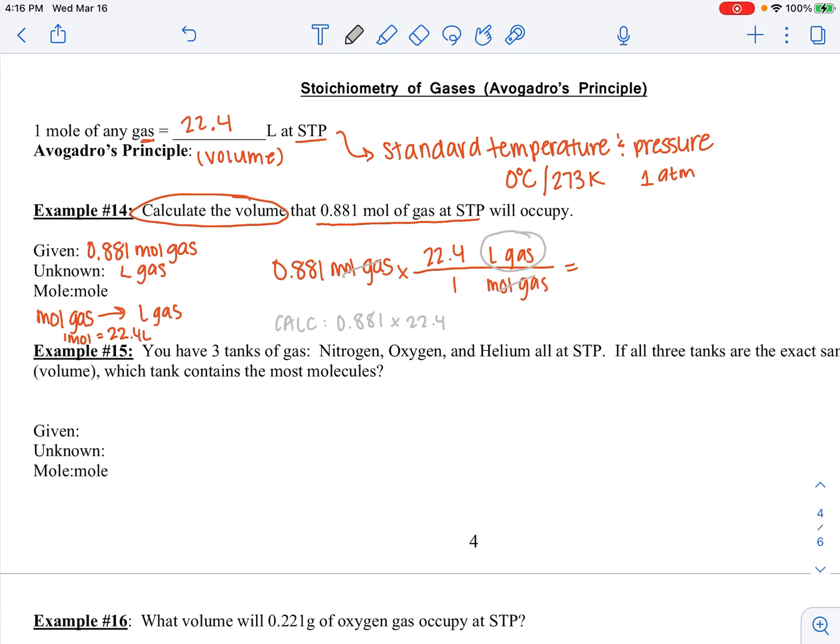And you should get 19.8688. However, the number we start with has 3 sig figs, 881, so our answer needs 1, 2, 3 sig figs. So we're going to chop that off. This is going to round up. So we will walk away with 19.9 liters of gas.